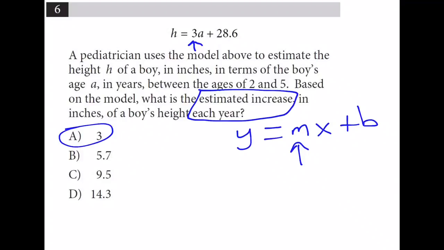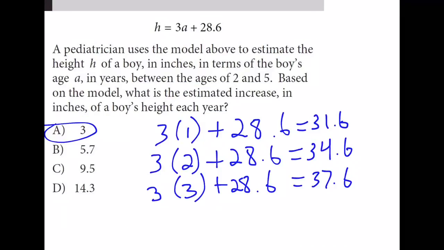If you wanted to test some cases, you could create something of a table. If we plug in values like 1, 2, and 3 for A, we get 31.6, 34.6, and 37.6. Each additional year, we are adding 3. And that's why our answer is A.